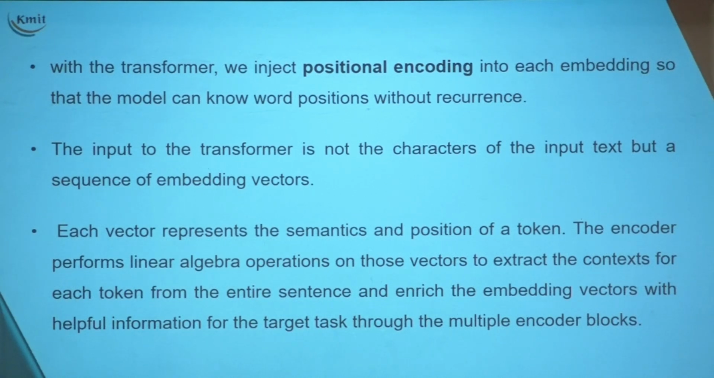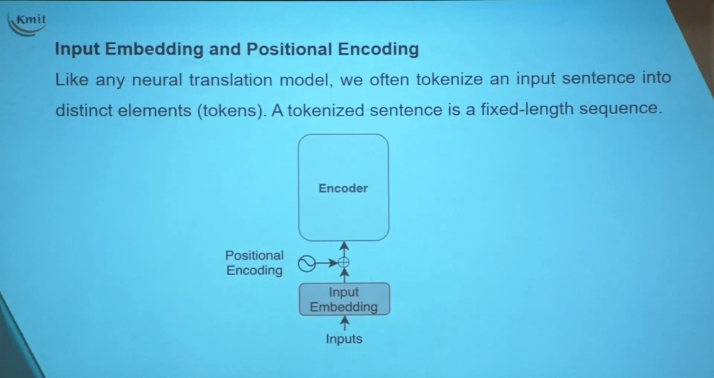Positional encodings. Okay. Now the input to the transformer is not the characters of the input text, but a sequence of what? But the sequence of embedding vectors. This is step 1. Okay.